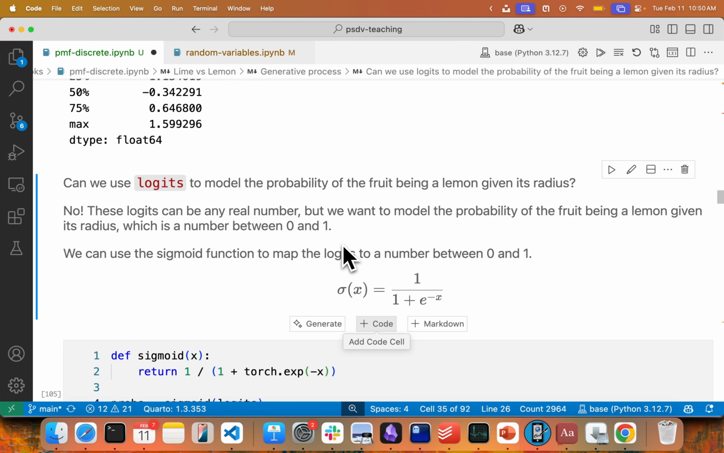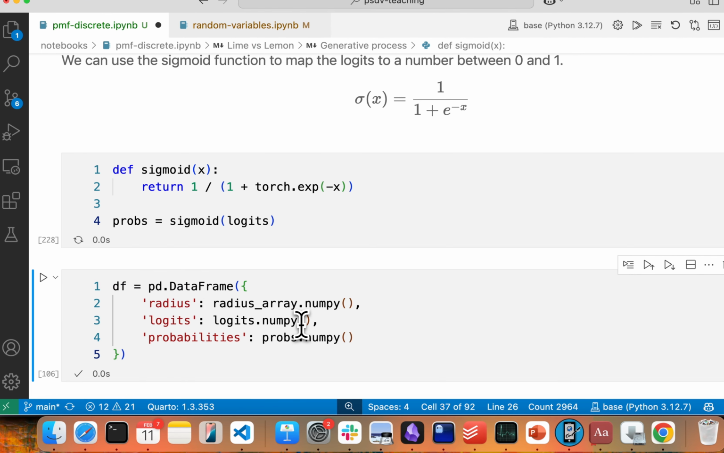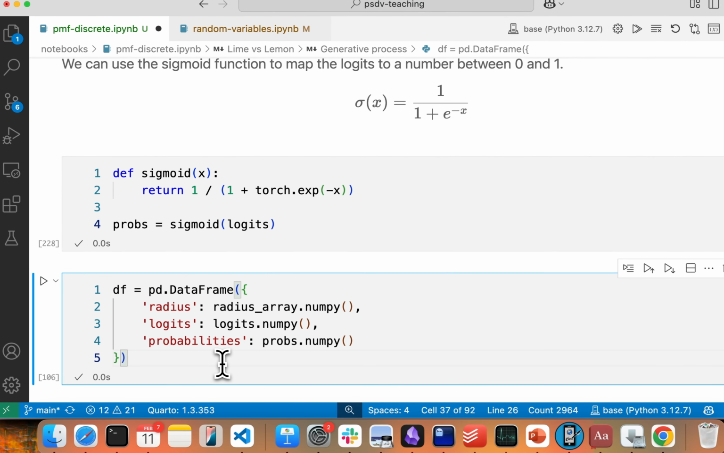I want some values between 0 and 1, which are my probabilities. So I pass my logits to this function, sigmoid, and I get something known as my probabilities. And then I create this data frame where I have the radius of the different fruits, the logits which I am obtaining by w into r plus b, and probabilities which I am obtaining by running over this function, 1 over 1 plus e to the power minus x. I'm not going into the details of why this function is giving us the probabilities. That is to be studied in some future course. But let's assume this to be giving us probabilities.